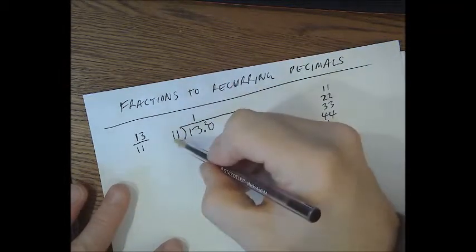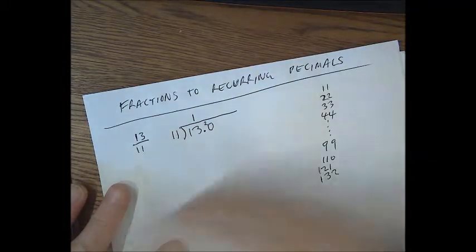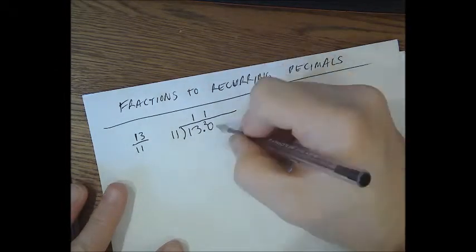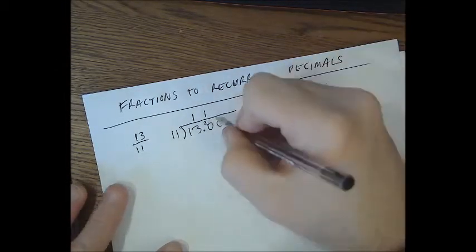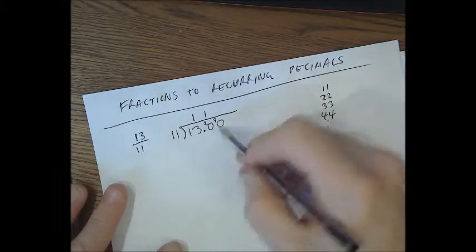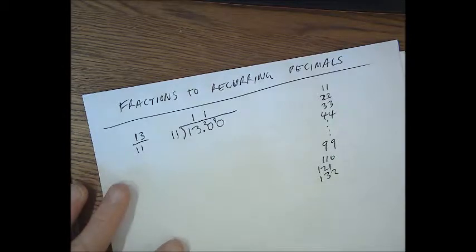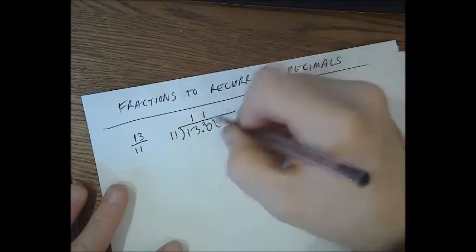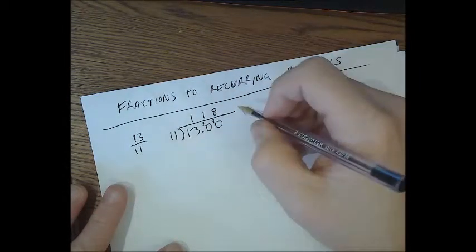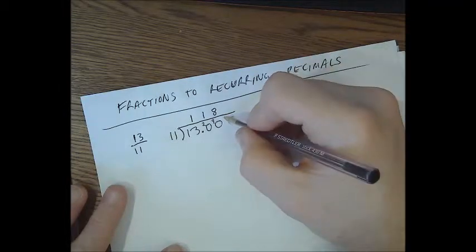Now you ask, how many 11s fit into a 20? And that's 1, with a remainder of 9. If 13 is the same as 13.0, it's certainly the same as 13.00. The purpose of that extra 0 is to put this little 9 there. So how many 11s fit into a 90? It's 8, because 11 times 8 is 88, and that's as big as you can get. And the remainder for that would be 2, because 88 is 2 short of 90.